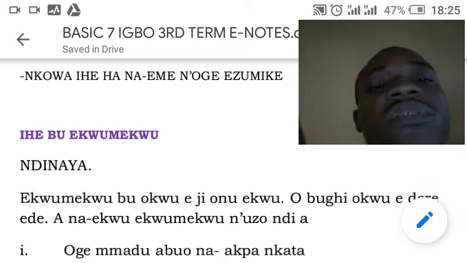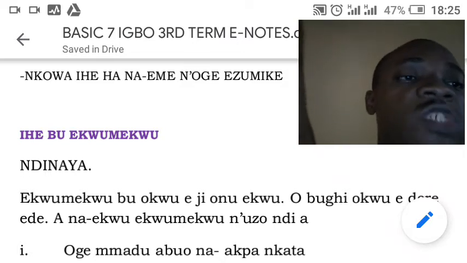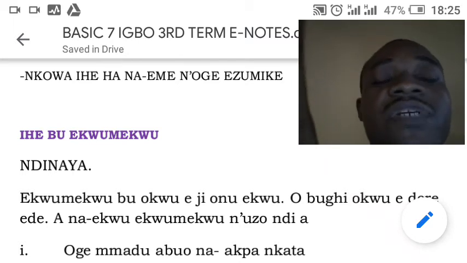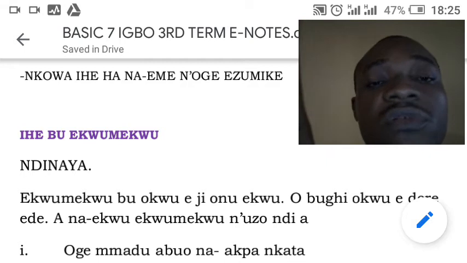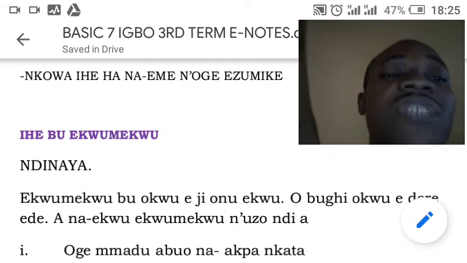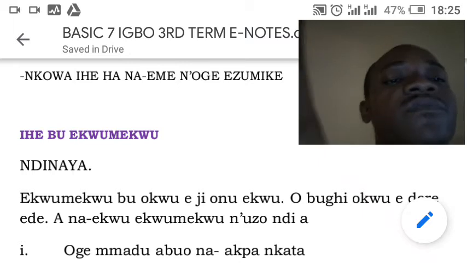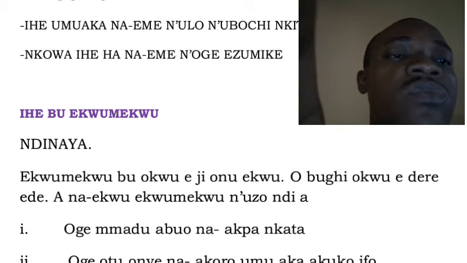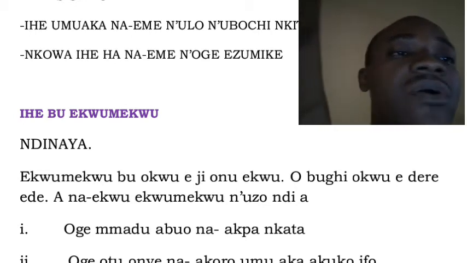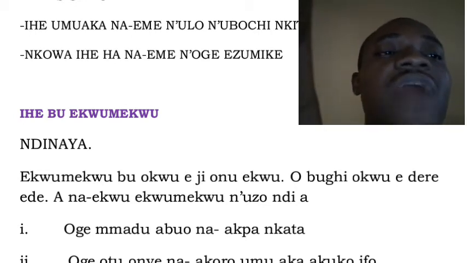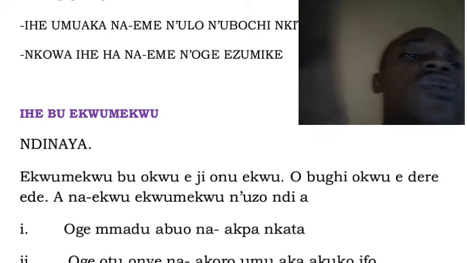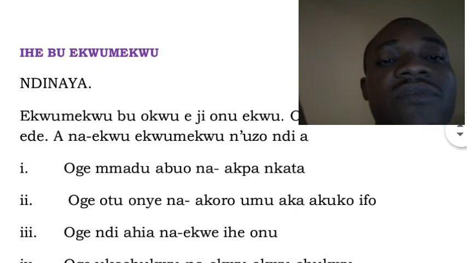Now, ekwumekwu is just like dialogue. It's when you speak with your mouth or with your tongue. That is regarded as ekwumekwu, which is dialogue or communication. Ọ bụghị okwu ederede. Ekwumekwu is not a dialogue that is being written down. You say it orally. It's an oral thing. That is, ekwumekwu means oral dialogue. It's not what is written down.